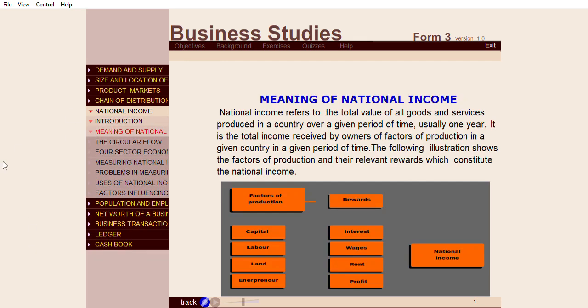Meaning of national income. National income refers to the total value of goods and services produced in a country over a given period of time, usually 1 year. It is the total income received by owners of factors of production in a given country in a given period of time. The following illustration shows the factors of production and their relevant rewards which constitute the national income.